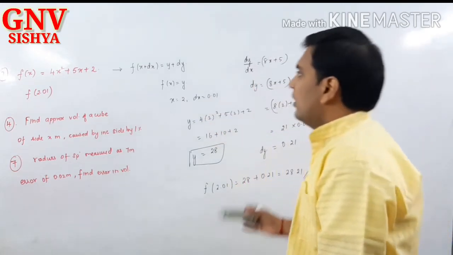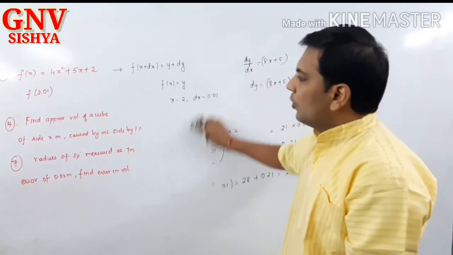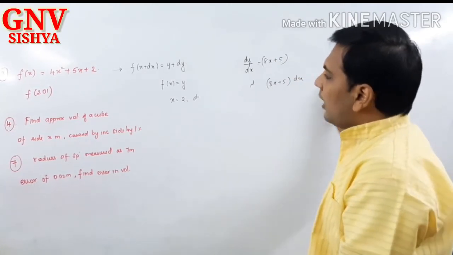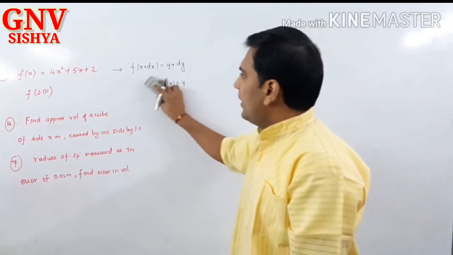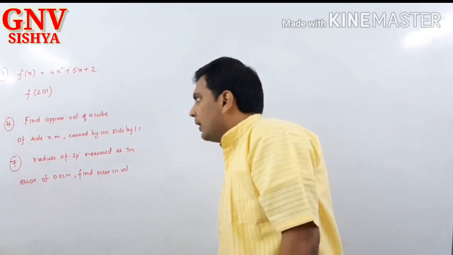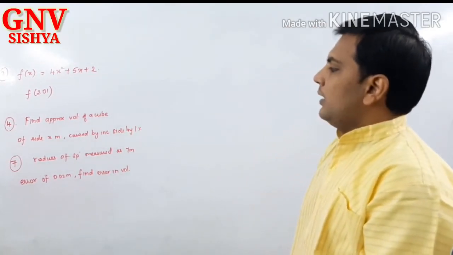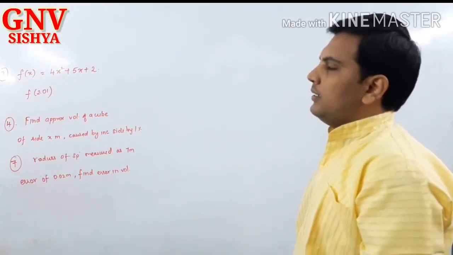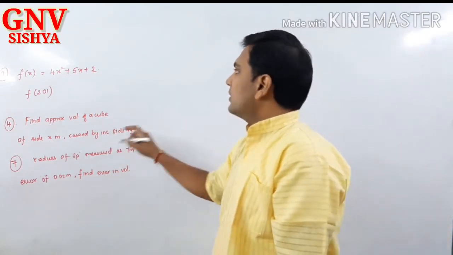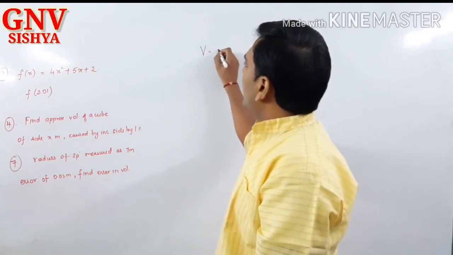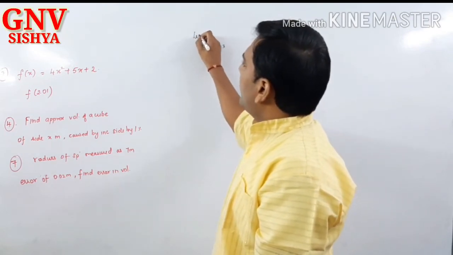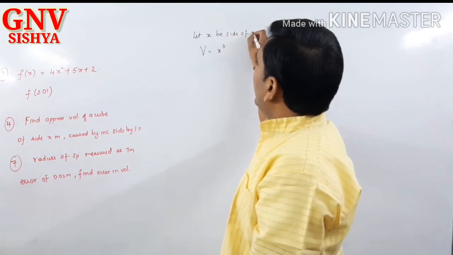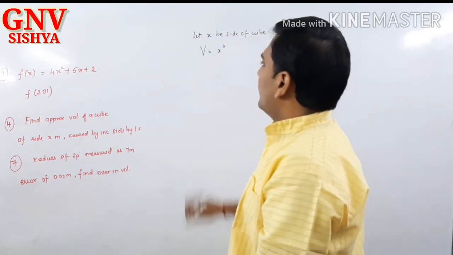Are you clear? Okay. Now let me go with sum number 4. Kanna, what is sum number 4 they have given? Find the approximate volume of a cube of side x meter caused by increasing the side by 1%, they are saying. Okay, so now what I am doing is, volume of cube is equal to x cube. So let x be the side of the cube, correct? Volume of a cube is x cube.